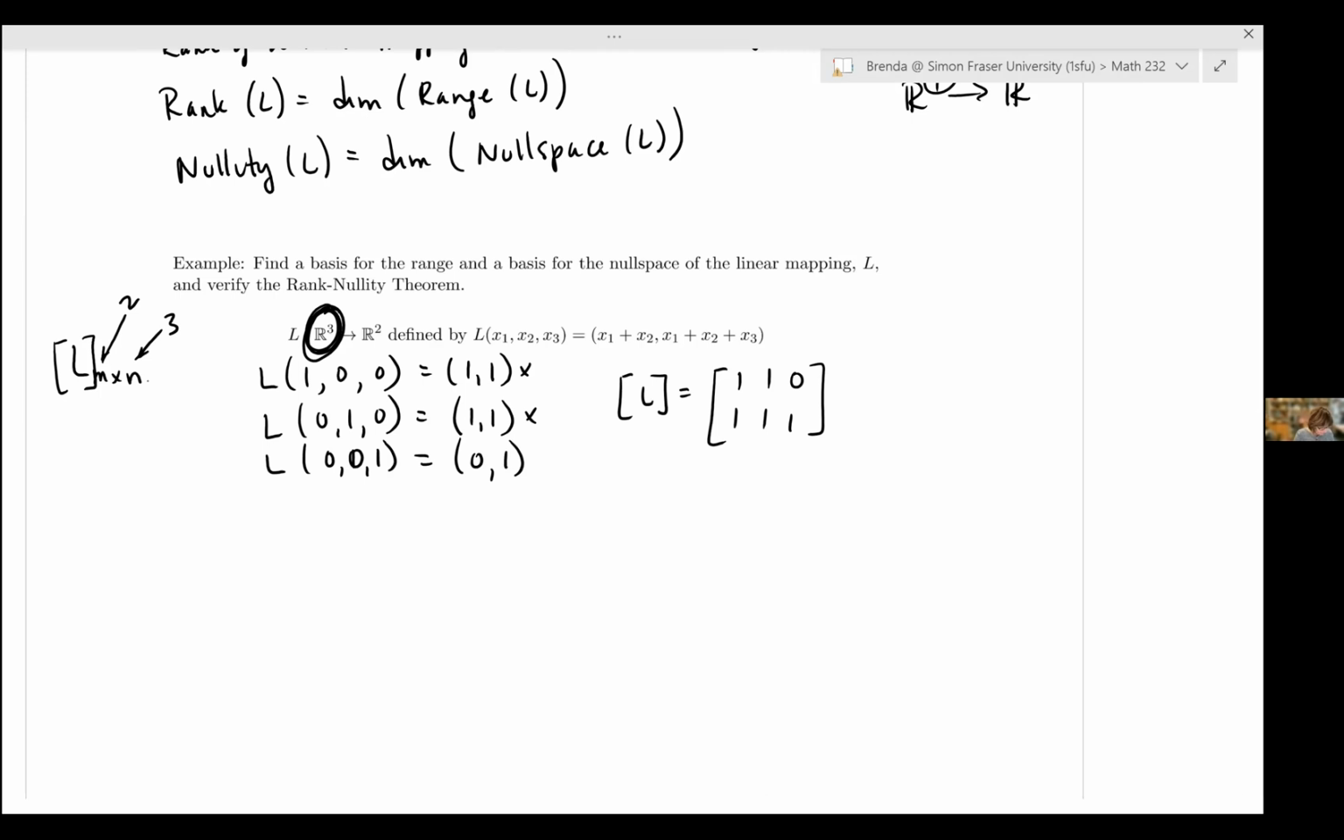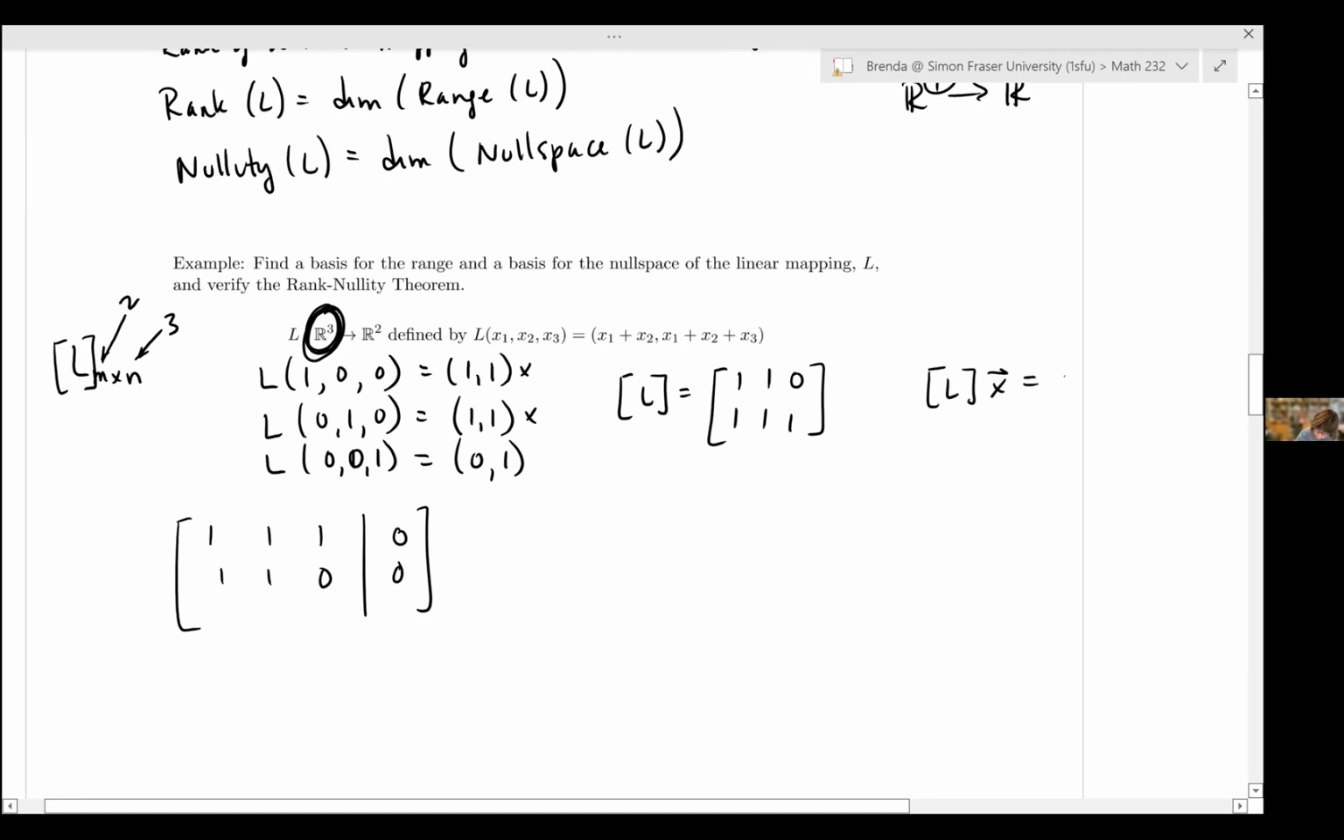Okay, so we've got this thing here. Now what we want to talk about is the null space. So in order to find the null space, we want to know which input vectors give an output vector of 0. We're solving this here: L x equals 0. This is a linear system. Our usual row reduction happens here, and we get 1, 1, 0, 0, and 0, 0, 1, 0.